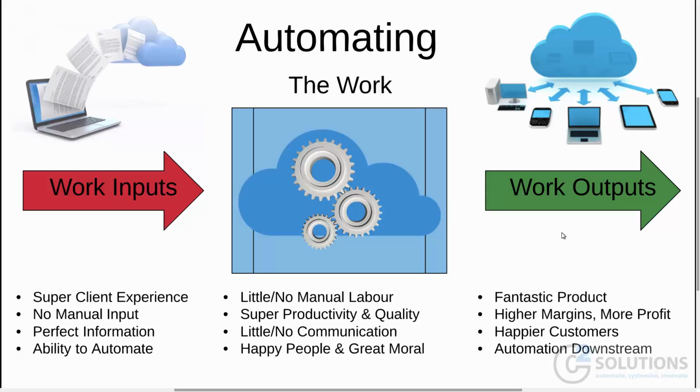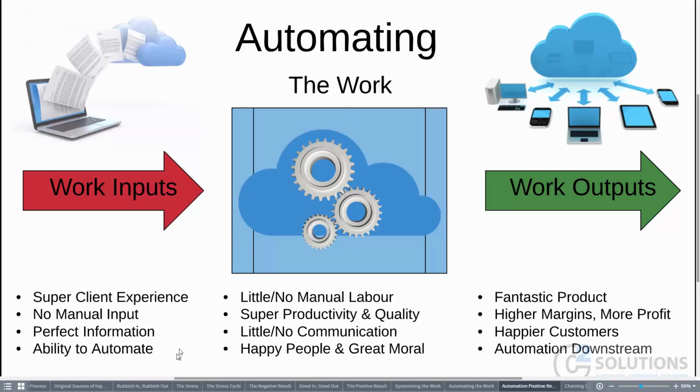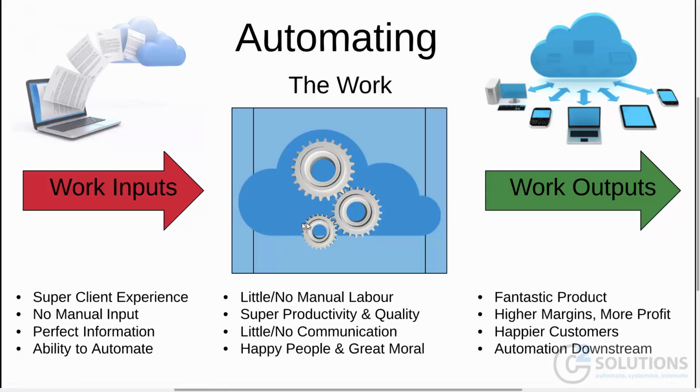Or the client, what they have to input is very minimal. And hence you get perfect information. The information coming into your system is perfectly in the way it needs it to operate. So there's very little manual input required for the work. What this does, and this is really powerful, it gives you the ability to automate. When you start to accept inputs in this way, it gives you the impetus to automate it. So there's little or no manual labor.